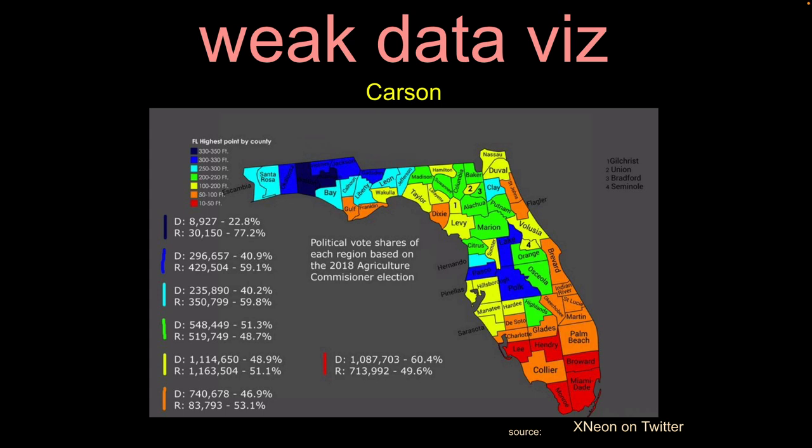Say what the title or the overall point of the map is. It says in there political vote shares of each region, but it's lost. It's the same order of magnitude as the percentiles of variables there. So it gets visually lost, right?